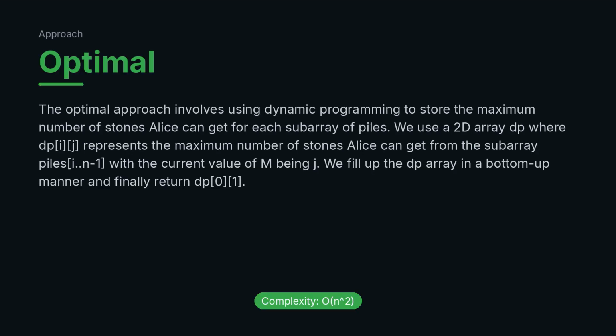The optimal approach involves using dynamic programming to store the maximum number of stones Alice can get for each subarray of piles. We use a 2D array dp where dp[i][j] represents the maximum number of stones Alice can get from the subarray piles[i:], with the current value of M being j. We fill up the dp array in a bottom-up manner and finally return dp[0][1]. The complexity here is n squared.